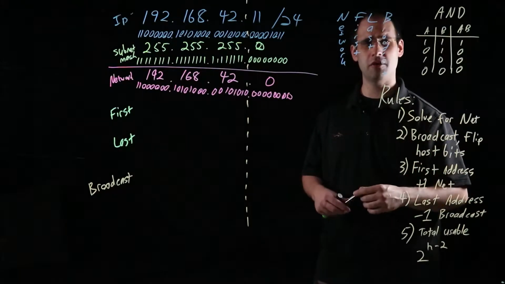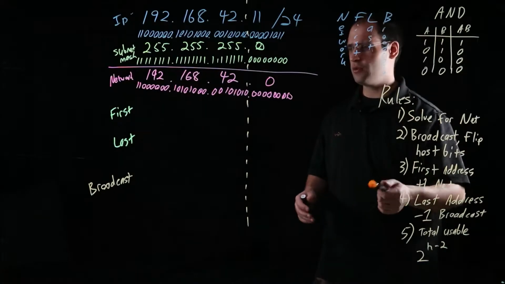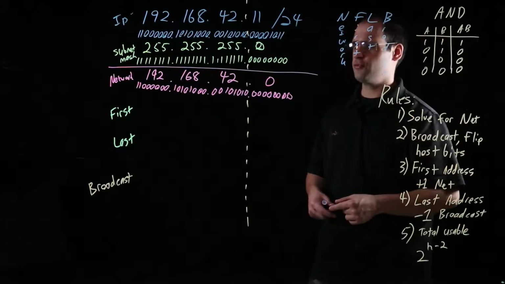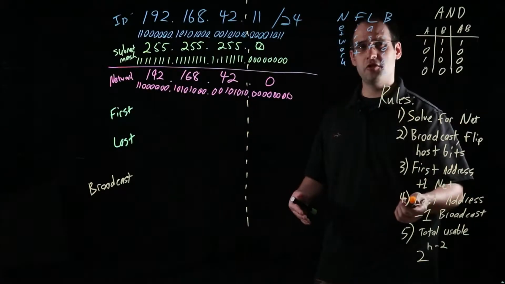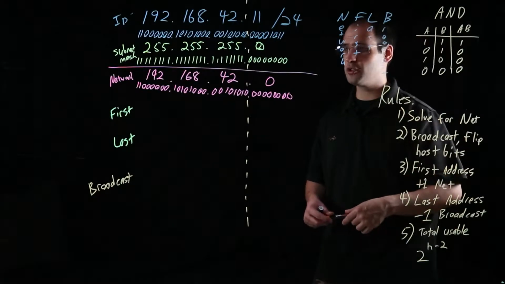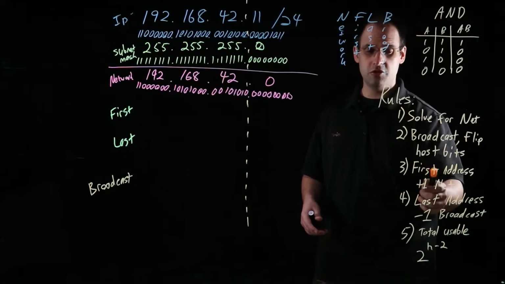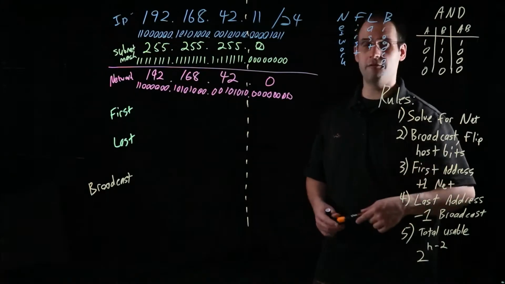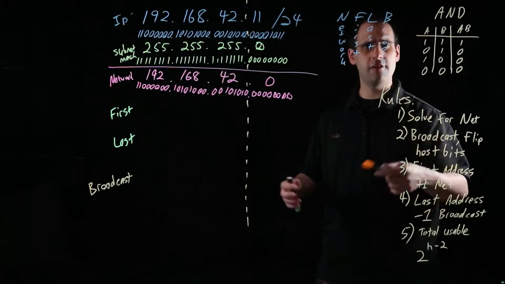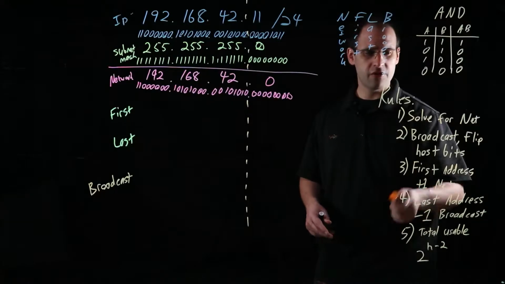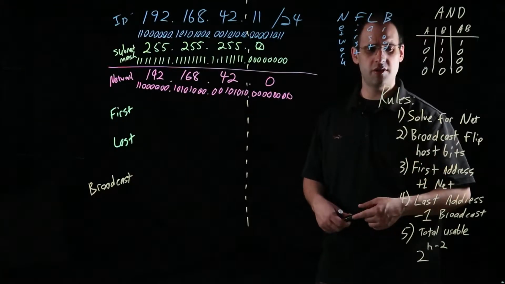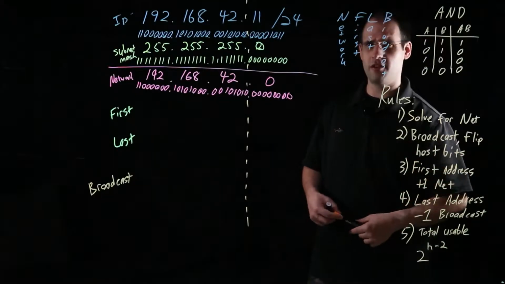Now, this might seem a little counterintuitive. You might be thinking, I see first and last written up there, so I want to find the first and then the last address. But if we find the beginning and then the very end, we have two simple rules for quickly finding the first and last address, and anything in between. So first, we're going to find the broadcast address, and I've got this rule here: flip host bits.